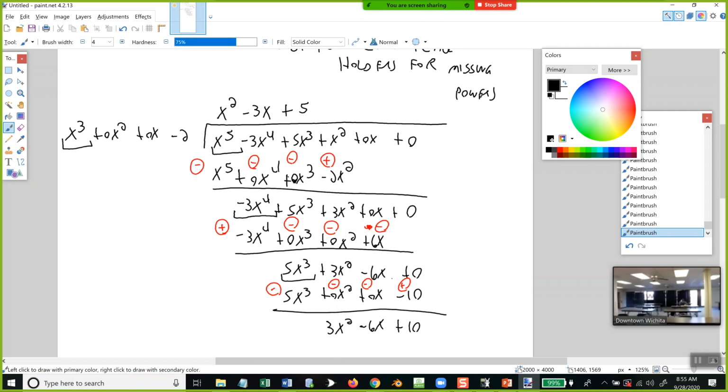Now you notice that this has a degree of 2. Degree is the largest power of x. This has a degree of 3. Since this is less, this is now our remainder. And so we put our remainder over what we're dividing by. So I got 3x squared minus 6x plus 10 over x to the third minus 2. And that's our answer.